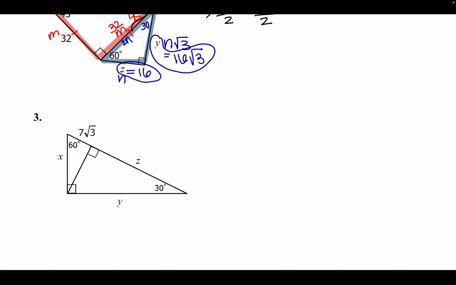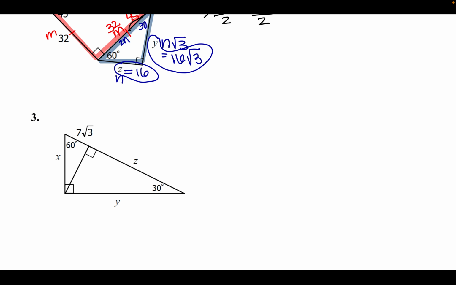Okay, number 3. So we got two different triangles here put together to make one big triangle.